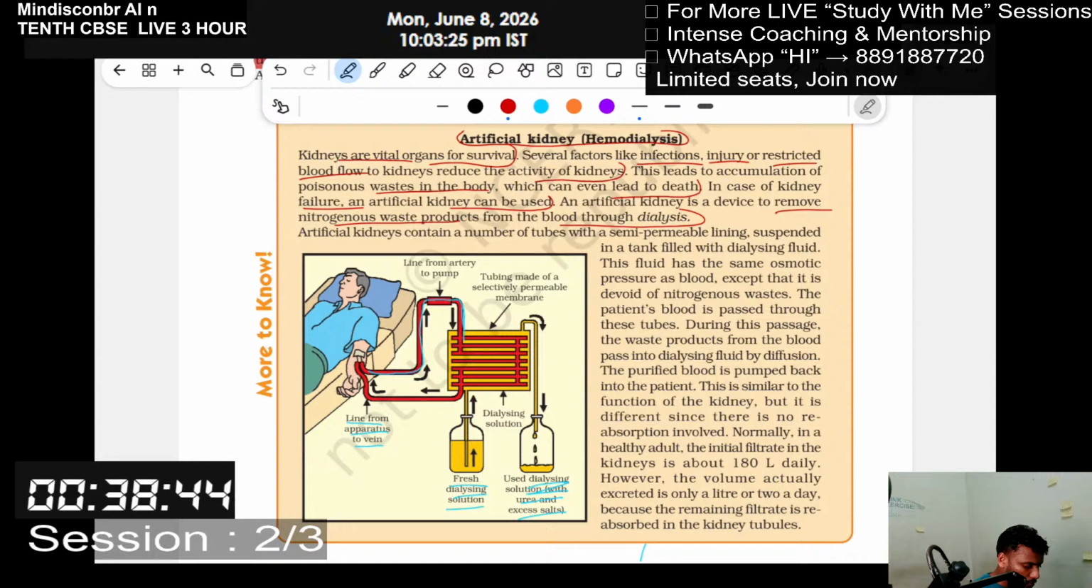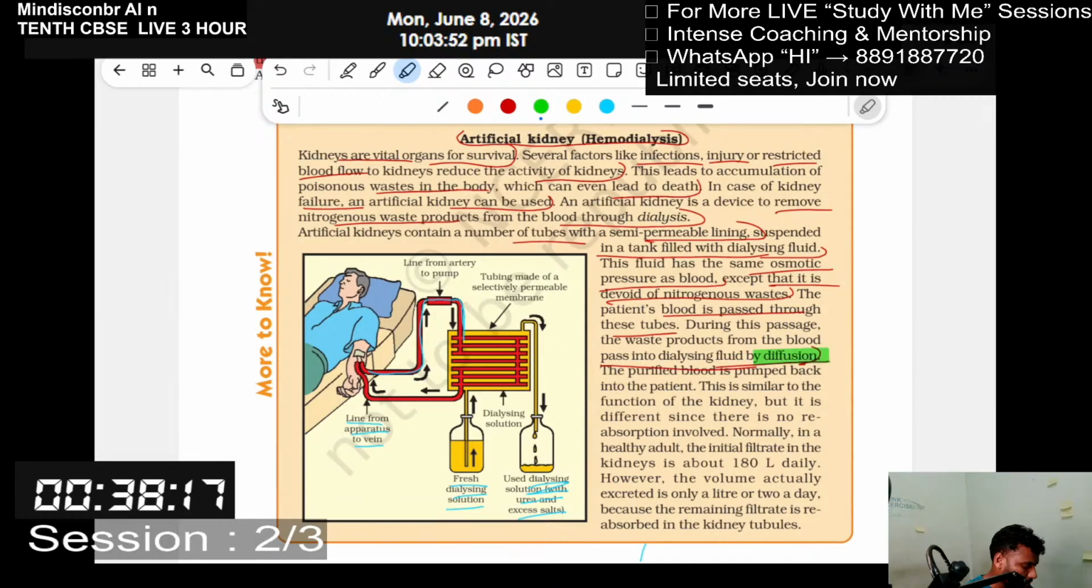Artificial kidneys contain a number of tubes with a semi-permeable lining suspended in a tank filled with a dialysing fluid. This fluid has the same osmotic pressure as blood, except that it is devoid of nitrogenous wastes. The patient's blood is passed through the tubes. During this passage, the waste products from the blood pass into the dialysing fluid by diffusion. The process occurring here is diffusion. The purified blood is pumped back into the patient. This is similar to the function of the kidney, but it is different since there is no reabsorption involved.